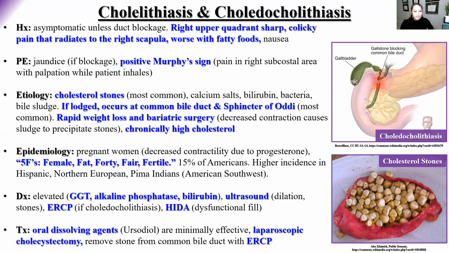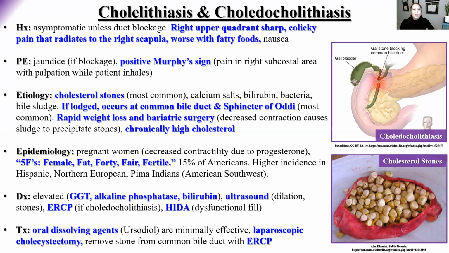This occurs in about 15% of Americans, and there's a higher incidence in Hispanic, Northern European, like we just talked about, that fair. And then Pima Indians are a very specific group of people that live in the American Southwest. They have a super high incidence of this in their populations. I doubt you'll ever get a question on that, but if you get a question about Pima Indians, be thinking about this one.